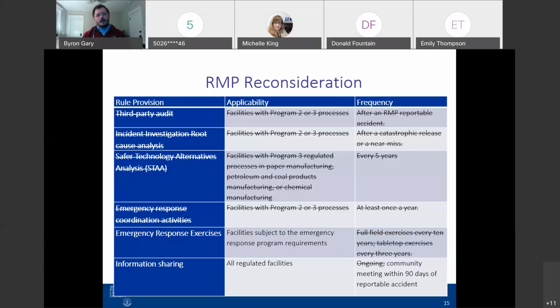And on the information sharing, all regulated facilities are still required under the RMP reconsideration rule to hold a community meeting within 90 days of a reportable accident. However, the ongoing requirements to make more information publicly available were rescinded as well.